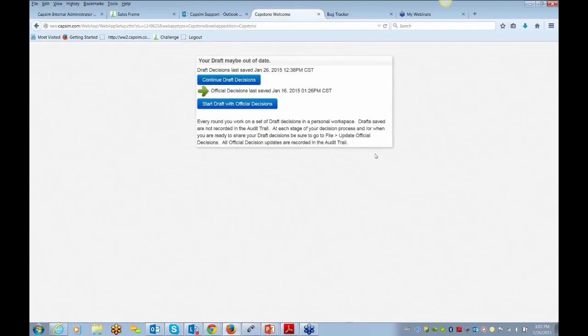Sometimes you might see this option. This just means that the official decisions and your decisions are inconsistent with one another. So it's important to check the actual timestamp. You'll notice that the last time I entered the spreadsheet was January 26th, 12:38 p.m. Central Time, which is inconsistent with the official decisions that were saved 10 days ago. So it probably makes more sense for me to jump into the draft decisions, since those are probably more updated, given that those were referenced more recently. So we're going to jump right into the draft decisions.